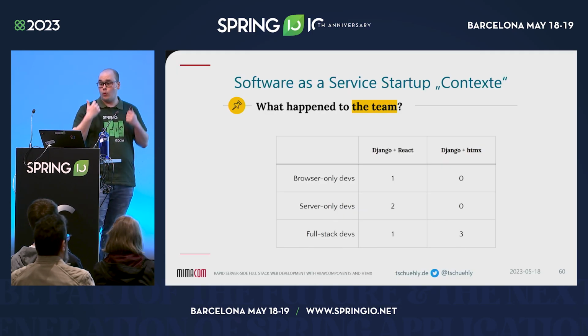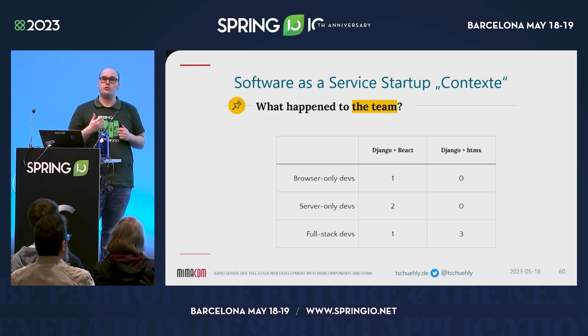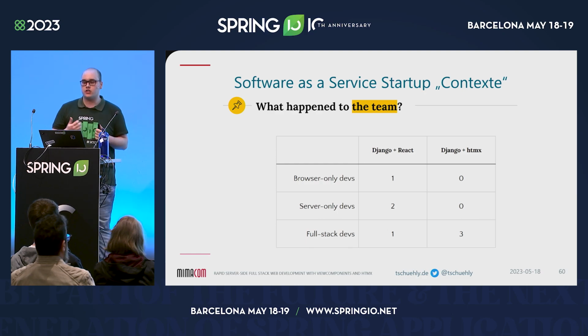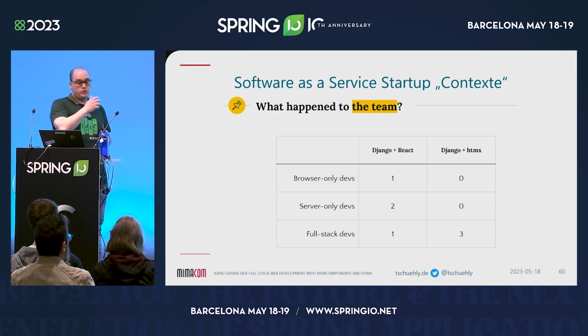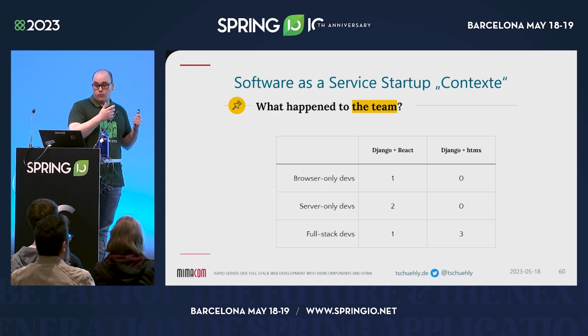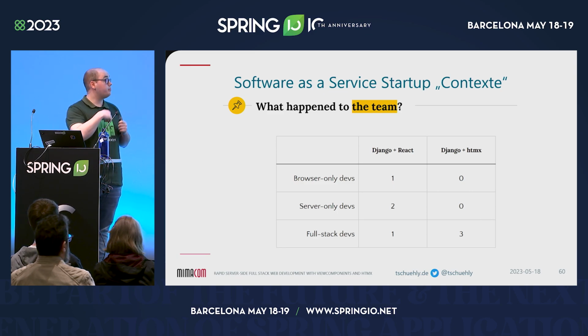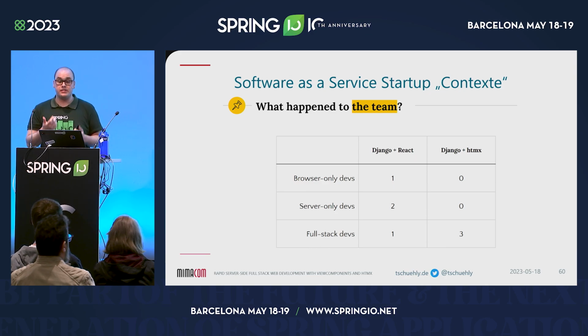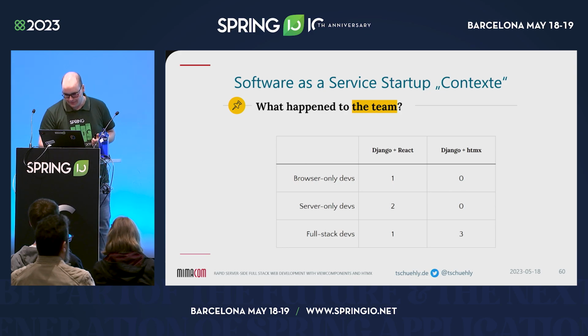Now, I've talked about why and how we can create a hypermedia-driven application, but what should not be overlooked is how the team structure can change if we radically simplify our web development approach. When Context was using React, they had a hard split between back-end and front-end developers. 2 developers were entirely back-end, 1 developer was entirely front-end, and 1 was full-stack. After the port, the entire team became full-stack developers, except the JavaScript developer. He didn't have a job anymore.